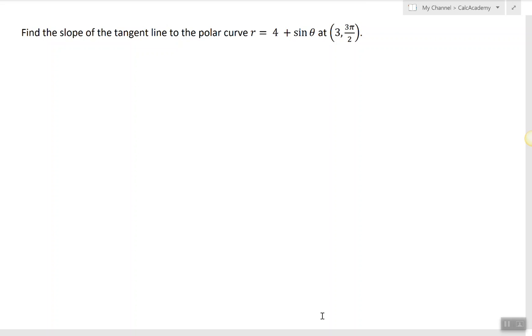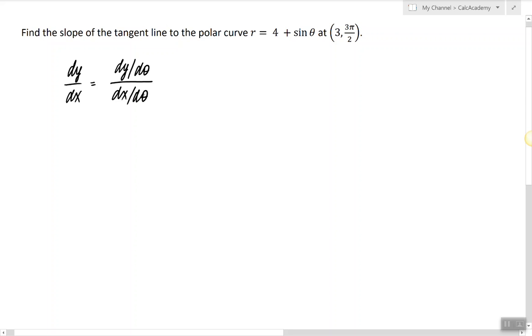In this video I will show how to find the slope of the tangent line to the polar curve. To start, let's first recall that the slope of the tangent line is equal to dy/dx. Now when y and x both can be written as functions of a third variable called a parameter, then the slope or the derivative can be found by the following rule.